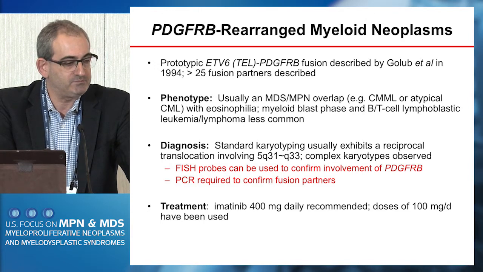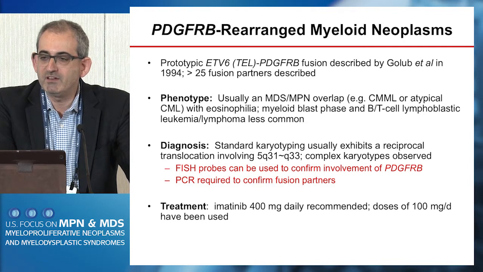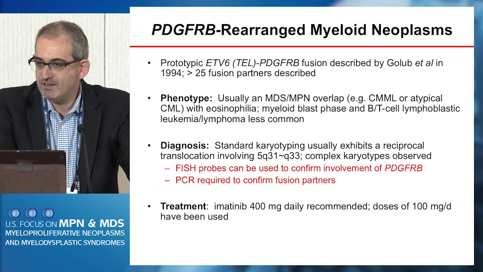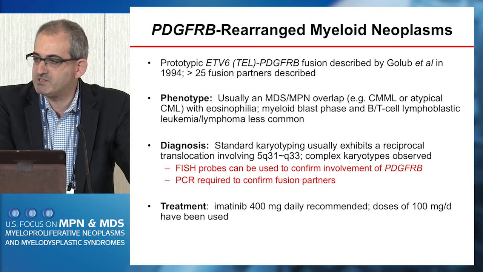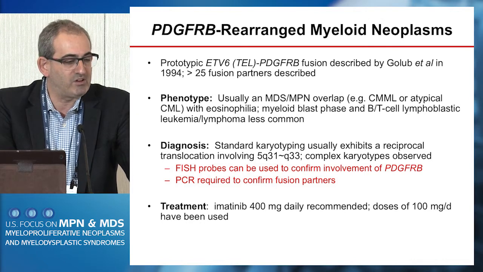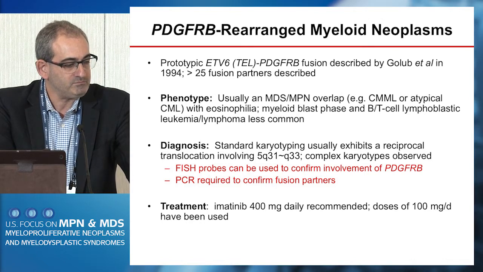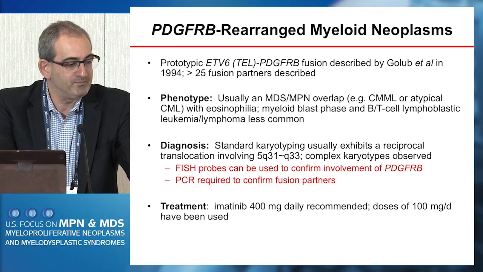with eosinophilia. But it's important to note that although eosinophilia is in the title of this major WHO category, eosinophilia is not invariably present. I and others have had patients with these fusions that do not have eosinophilia, so it's important to take note. In some cases, patients present in the blast phases of myeloid disease or have concurrent B or T cell lymphoblastic leukemia. The diagnosis can be made by standard karyotyping by having a 5q31 to q33 breakpoint.